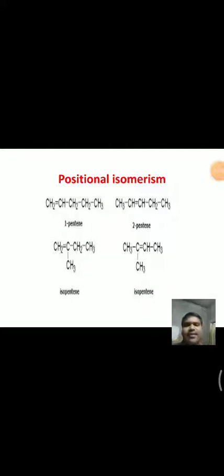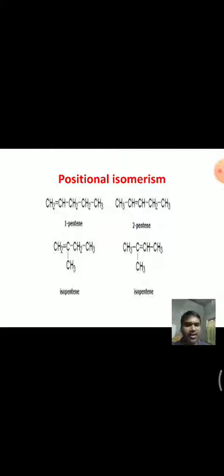Coming to another example, in these structures the position of unsaturation is different. Earlier, the difference was in the position of functional groups and substituents, and here the difference is in the position of unsaturation. In the first one, 1-pentene and 2-pentene are 2 compounds with the same molecular formula, C5H10, but there is a difference in the position of unsaturation.